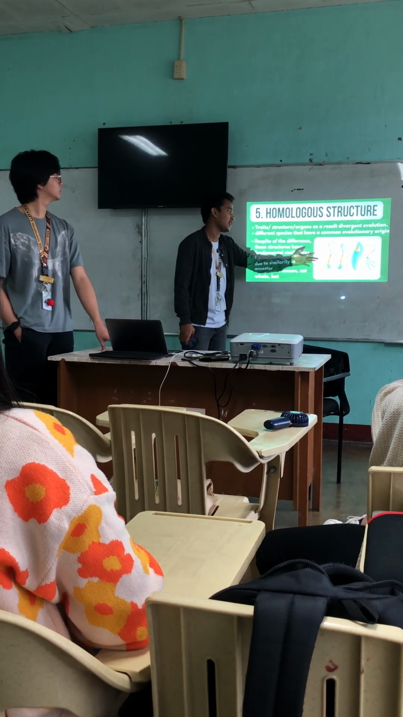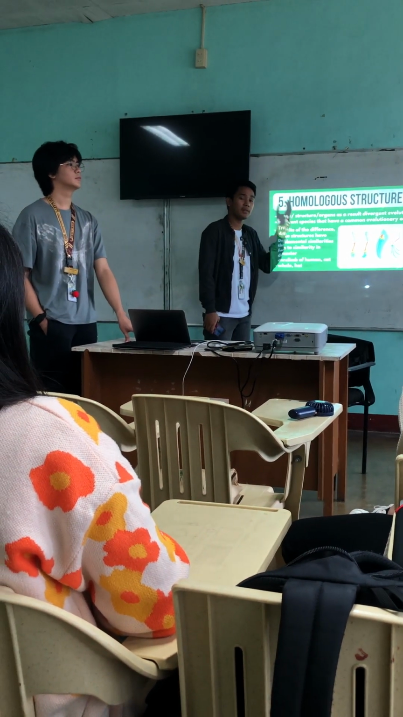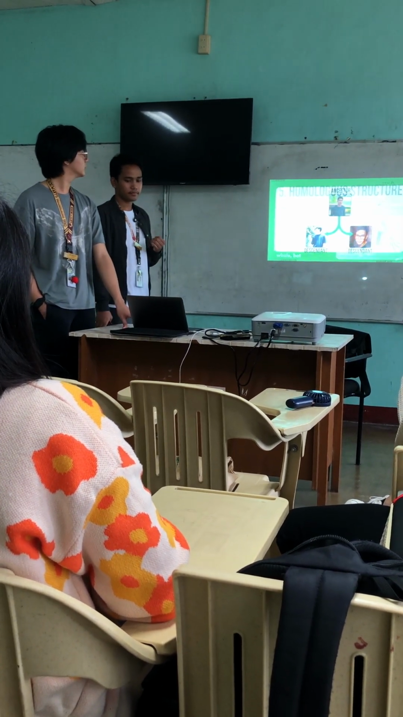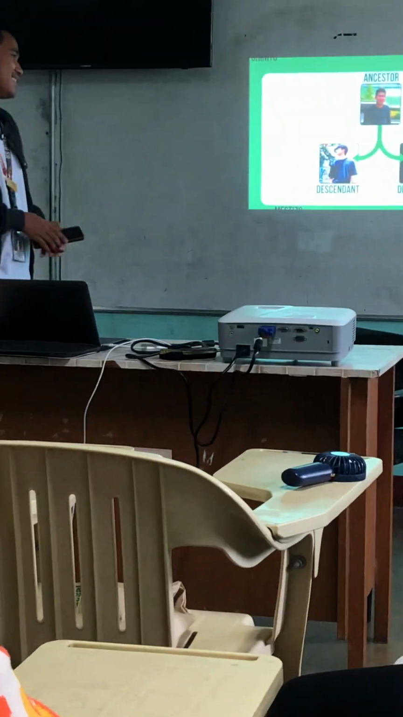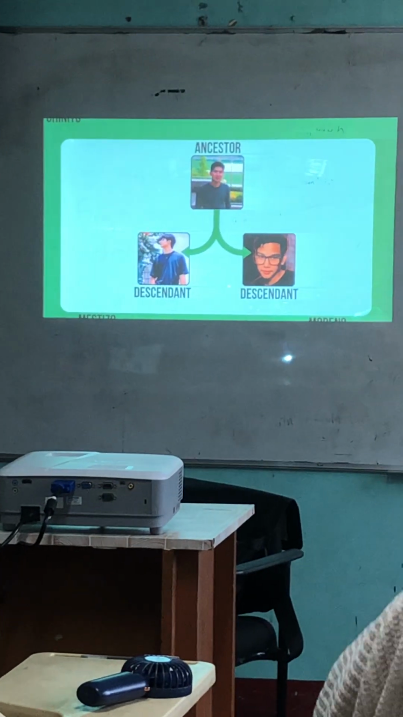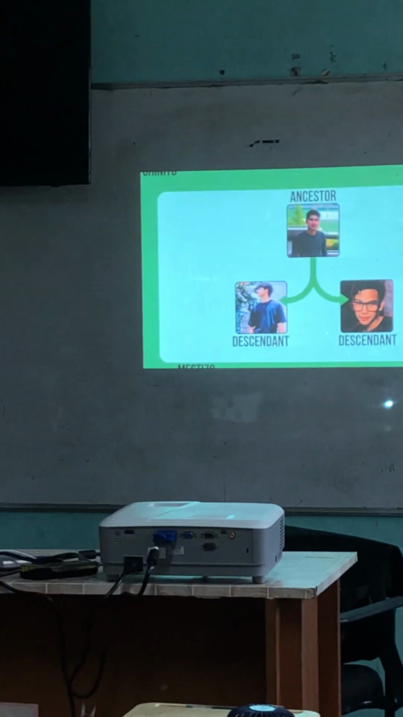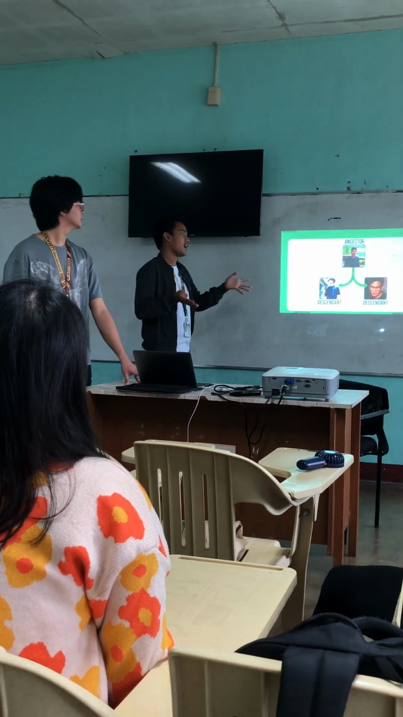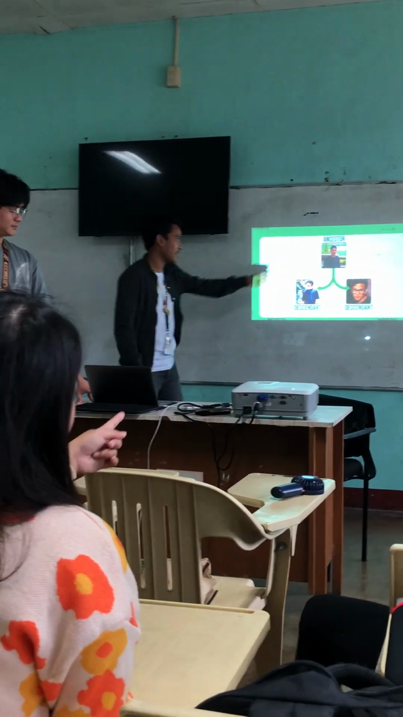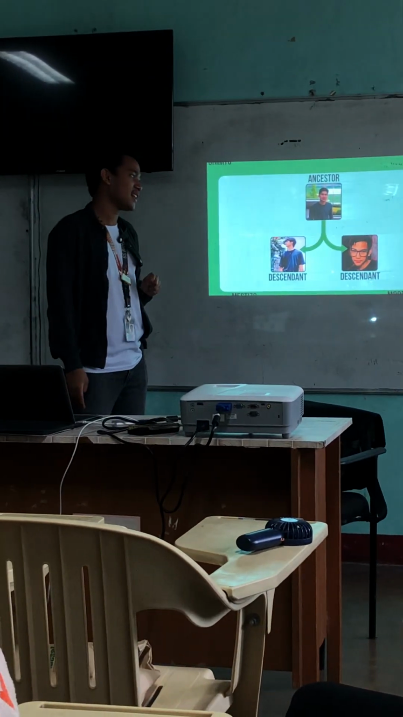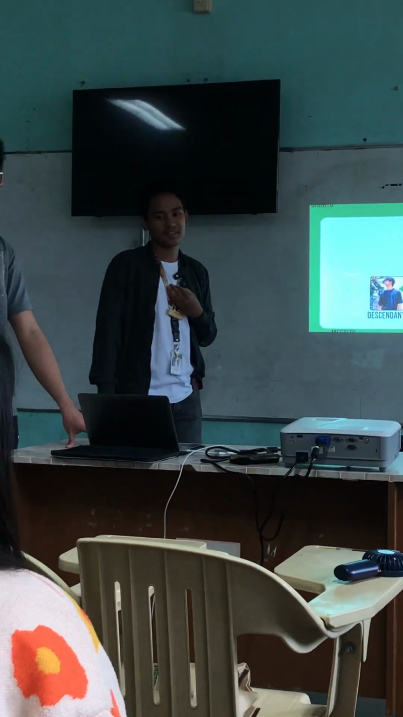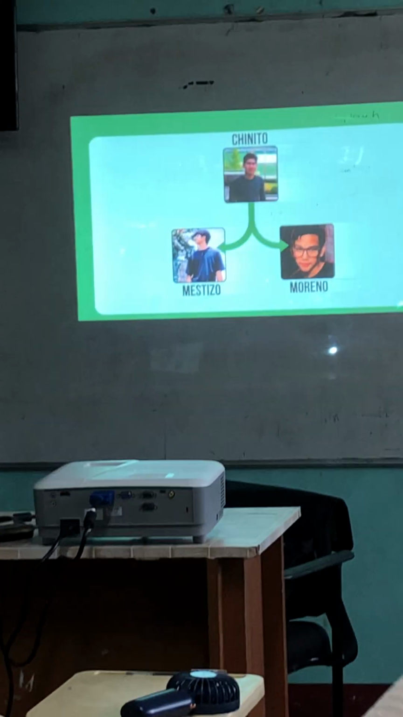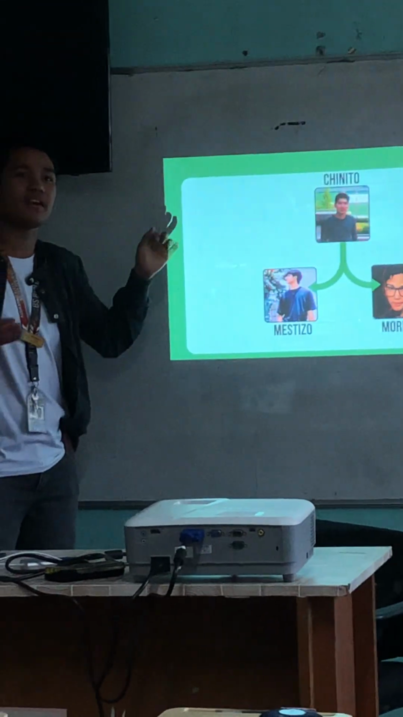Makikita natin, nadiscuss kanina, they have the same set of bones. Iba lang yung shape and yung length ng structure. So furthermore, para maintindihan natin lalo, nakita ko dito ng very familiar faces. So, si Sir as our ancestor, si Ivan as descendant, and ako as descendant. This is just an example lang. Okay? So, si Sir, siya yung ancestor namin.